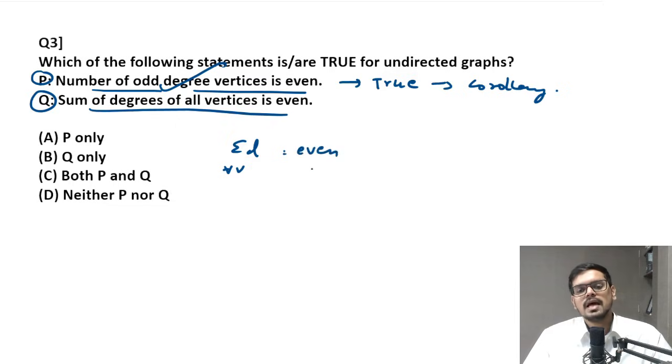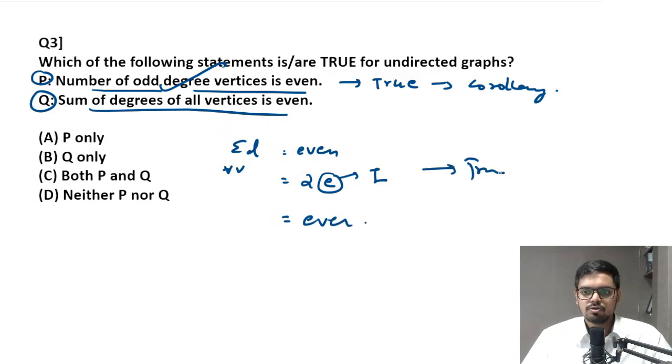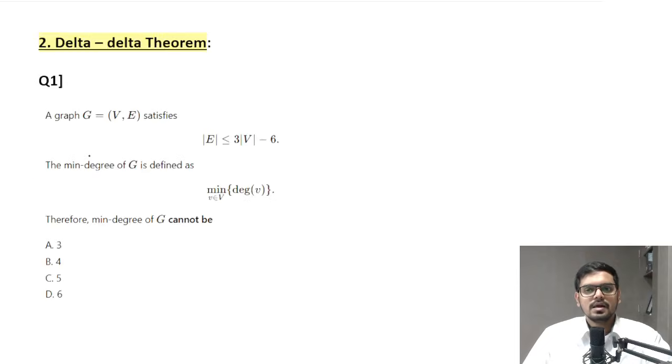Yes, why? Because as per the handshaking theorem, this value is equal to twice the number of edges, and the number of edges belongs to the integers, so 2 times an integer is always even. So yes, this is also true. So both of them are true. Option C is correct. Easy, understood.